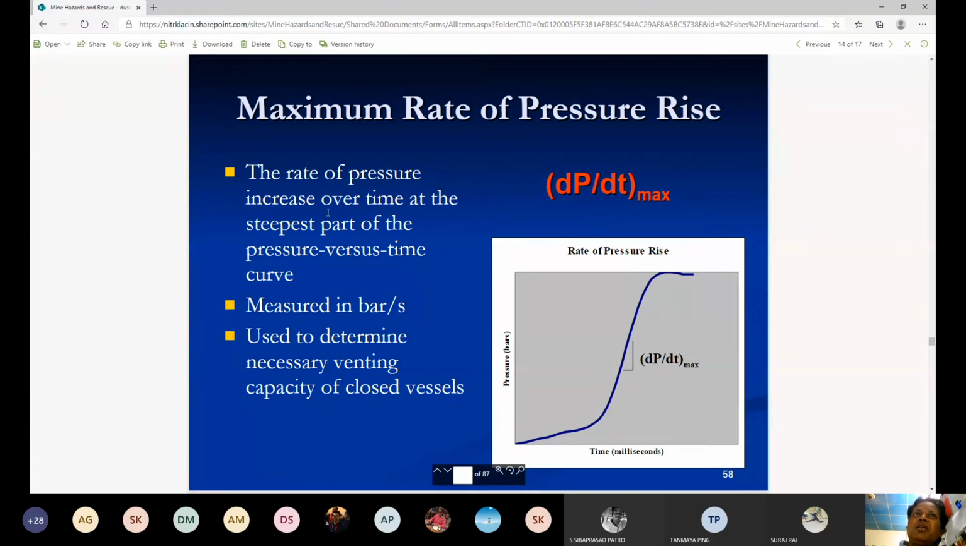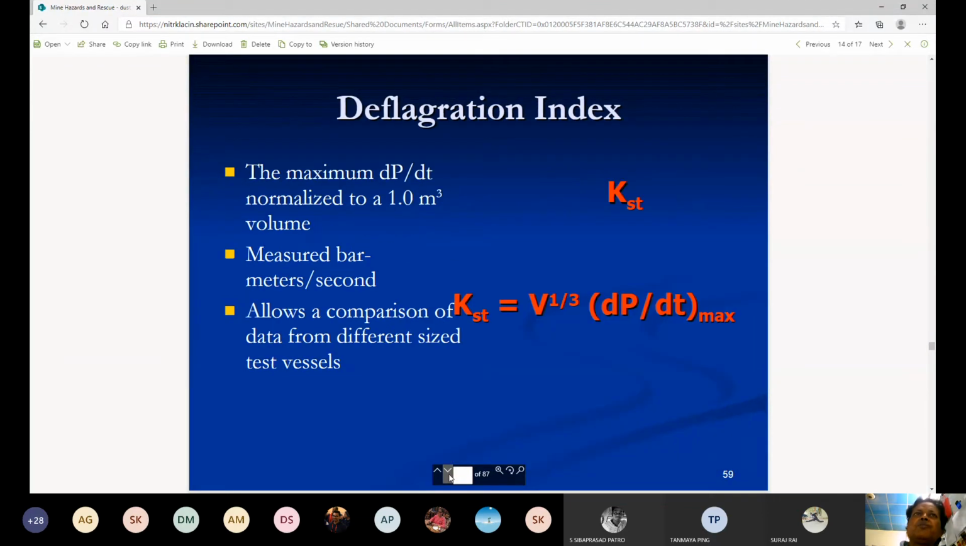The rate of pressure increase over time at the steepest part of the pressure versus time curve is called the maximum rate of pressure rise. It is measured in bar per second; dP is in bar, dt is in seconds. So bar per second, that is used to determine the necessary venting capacity of closed vessels.